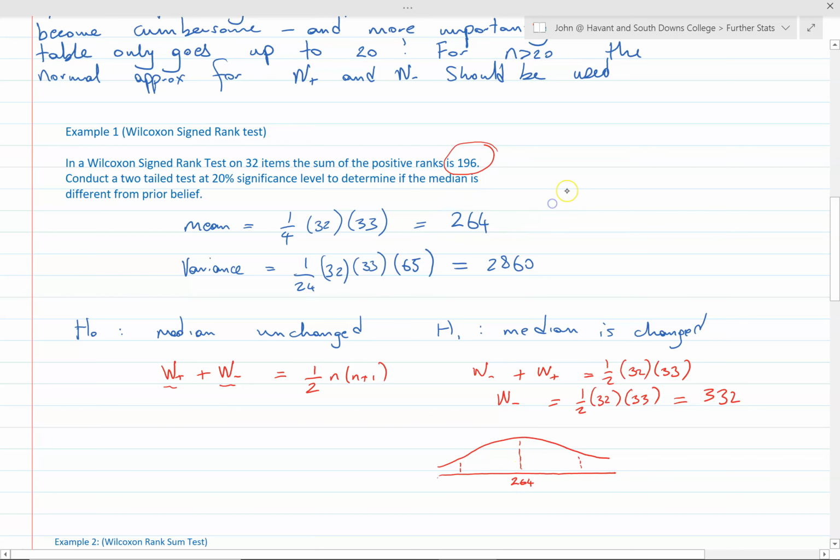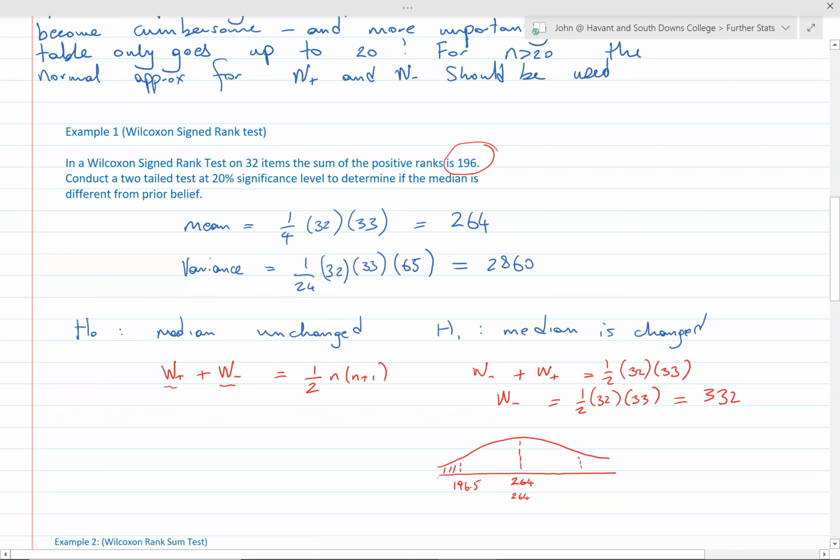Okay, our median, which is the same as the mean in this case, of course, because it's symmetrical, is 264, and our W minus value is on this side of the distribution, which is 196. So we want to be working that probability out. However, not quite, because we have to do a continuity correction, which we'll see in a moment. It'd actually be 196.5.